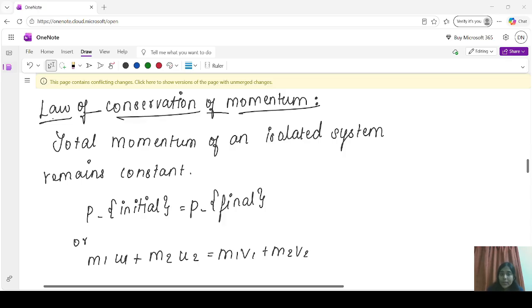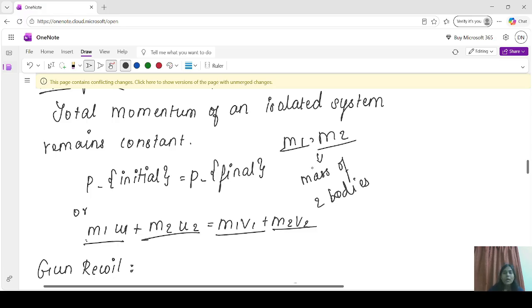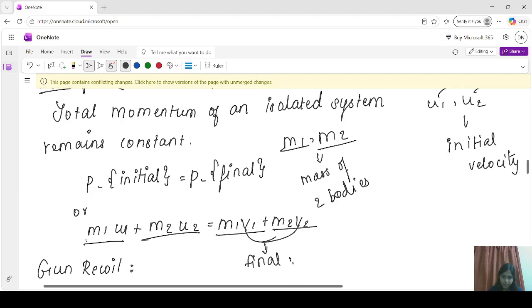By the formula, what is the formula that I have given here? M1 U1 plus M2 U2 will be equal to M1 V1 plus M2 V2. So what do M, U and V mean? M1 and M2 are the masses of the two bodies. U1 and U2 are the initial velocities of the bodies M1 and M2. And V1 and V2 are the final velocities. Understand? Yes.